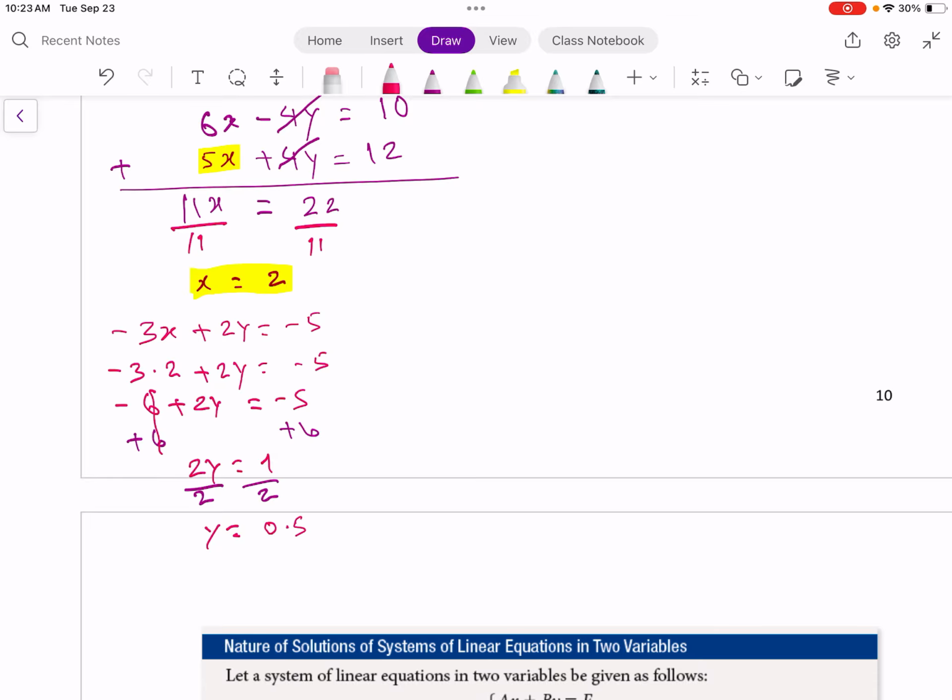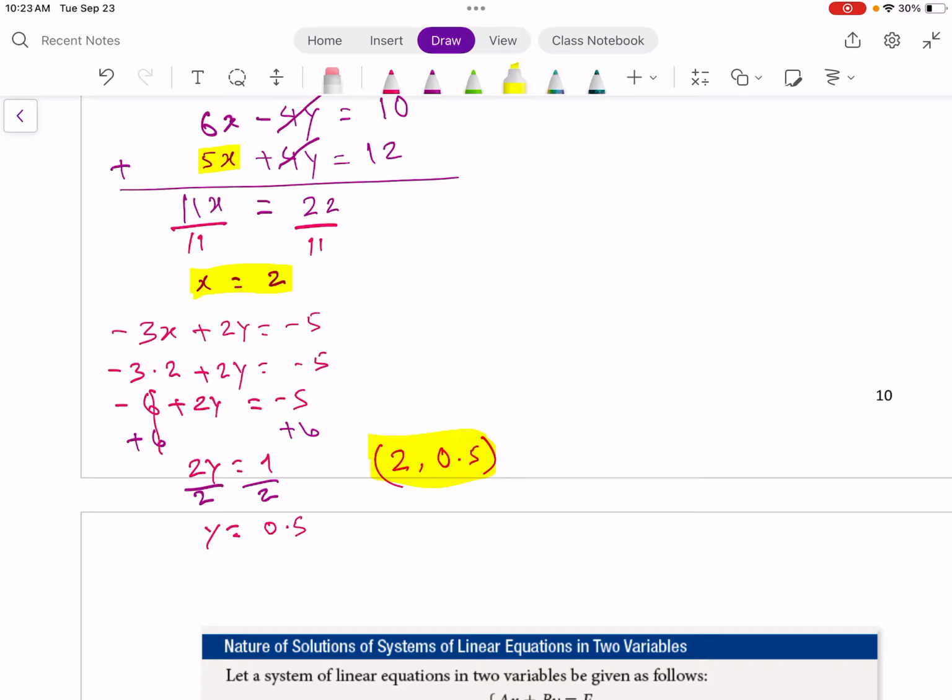Now we write down the solution of a system of linear equations in ordered pair form. So you write down the x value first, then the y value second, 0.5. And this is the solution for this system of linear equations. You are writing the x value first, which is the x coordinate, and the y value, the y coordinate, second, in our ordered pair form.